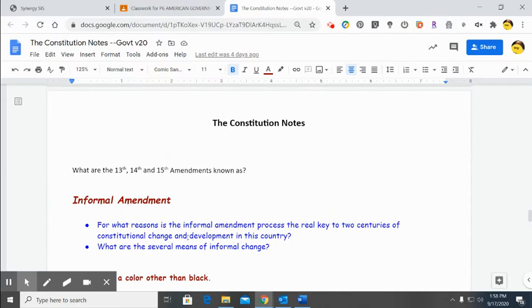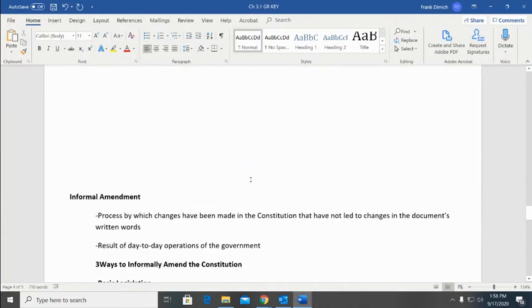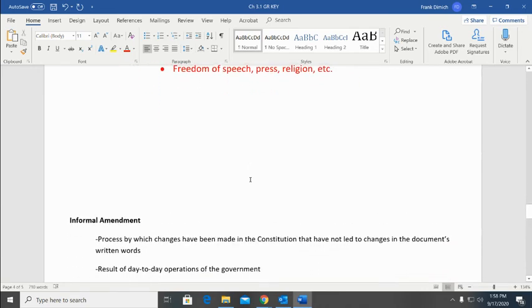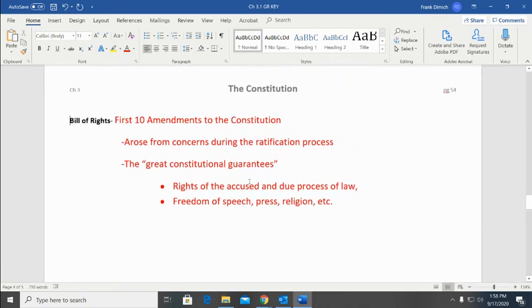are the 13th, 14th, and 15th Amendments. The 13th and 14th are known as the Civil War amendments that were passed after the Civil War to allow the South to rejoin the Union. And so those were in the emancipation of the slaves.